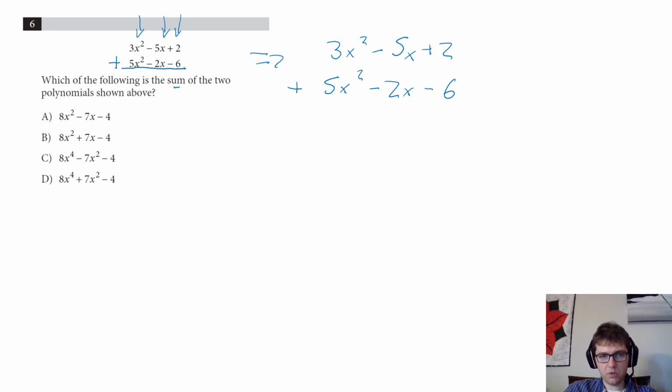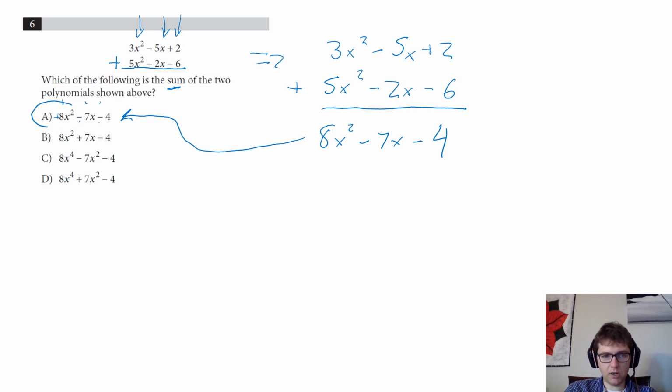So the sum of the two polynomials, add together. 5 plus 3 is 8x squared. Negative 5 plus negative 2 is negative 7x. Positive 2 plus negative 6 is negative 4. So that is the correct answer. It is answer choice A. You have an 8, 7, 4, positive, negative, negative. Yep, that's correct. A is the correct choice.